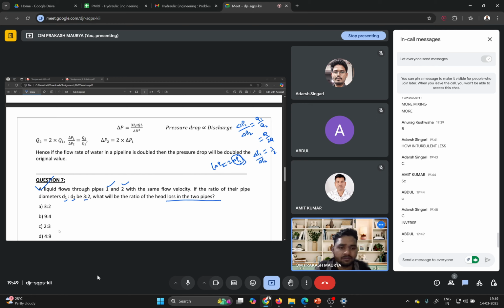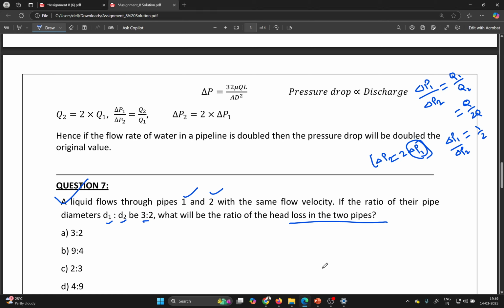Anyone want to tell? Yes, definitely it will be C, but how? Let me explain. Others are telling just inverse, but how inverse? The head loss is FLV square by 2gD, so HL is inversely proportional to your D, or you can write a small d also, as D1 and D2 are given.